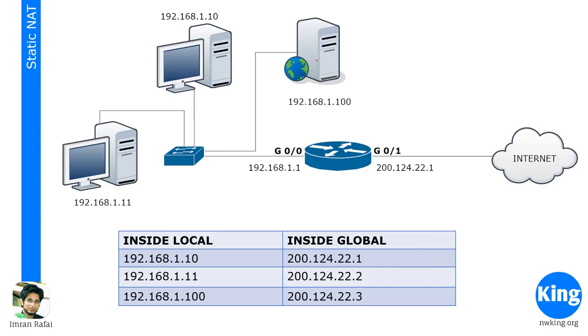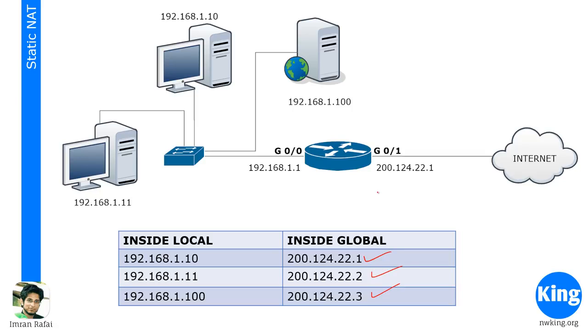So let's look at static NAT. Static NAT is one-to-one NATing. That means if there are 3 devices in your local network, and these 3 devices need to go to the internet, we need to have 3 public IP addresses. So 192.168.1.10, we will statically map to this IP address. 1.11 we have statically mapped to 22.3, and 1.100 we statically map to 22.3. So this is going to be a 1:1 map. If there are 100 devices, they need to have 100 static global IP addresses, or public IP addresses.